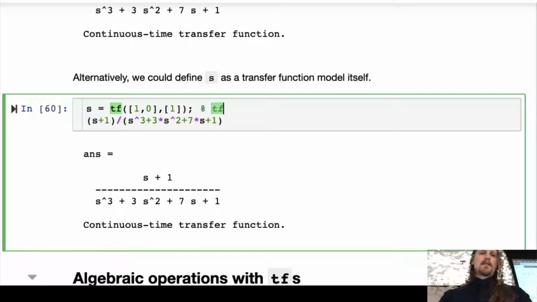So it's 1s plus 0 divided by 1, which is just s.